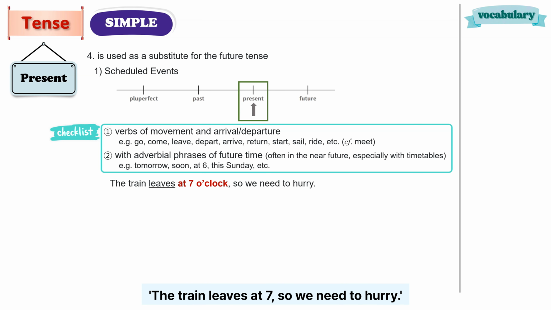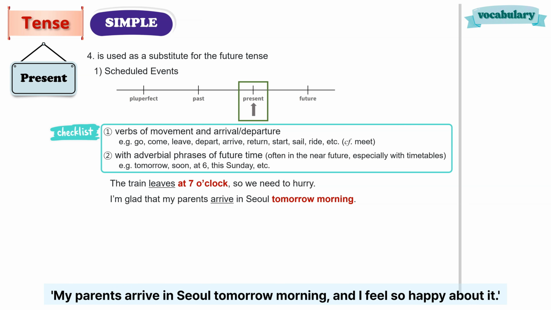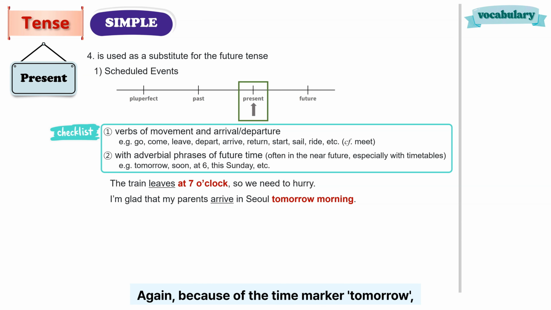The train leaves at 7, so we need to hurry. You could say the train will leave at 7, but using the present tense works perfectly because the event is clearly scheduled for the future. The time marker at 7 makes it obvious. My parents arrive in Seoul tomorrow morning, and I feel so happy about it. Again, because of the time marker tomorrow, the present tense naturally replaces the future tense.